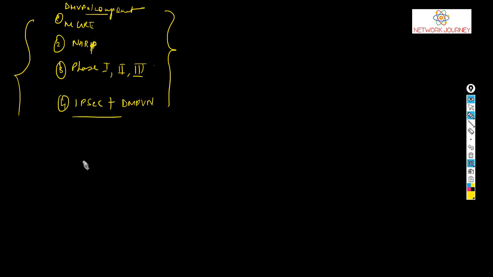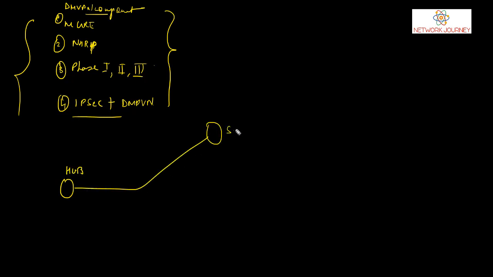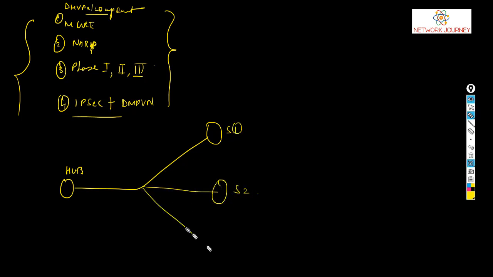Okay, so what is mGRE? mGRE is nothing but, a hub can connect to multiple spokes: spoke number 1, spoke number 2, spoke number 3. So basically I'm going to configure over here that this is an mGRE. Fine. So I can understand what is mGRE, but the problem with mGRE is, let's say if a spoke 1 wanted to communicate with spoke 2.